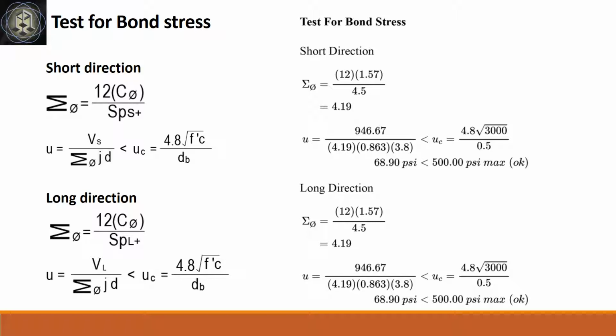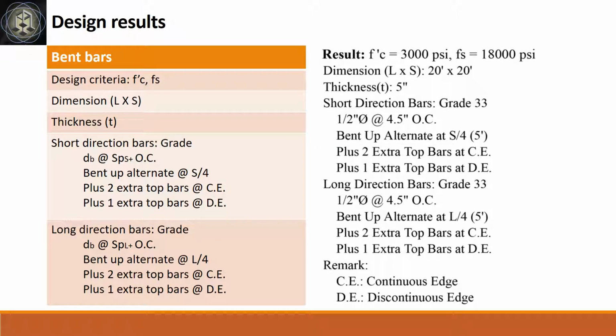For bond stress, the summation of bar circumference per foot is 4.19. We get the short direction bond stress of 68.90 psi, less than the 500 psi concrete capacity, which is the same value for the long direction. The design results to our problem are as follows.